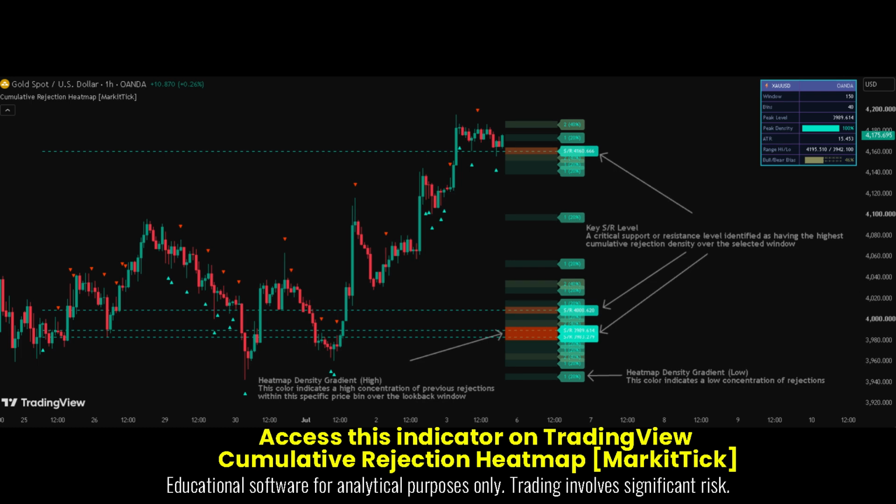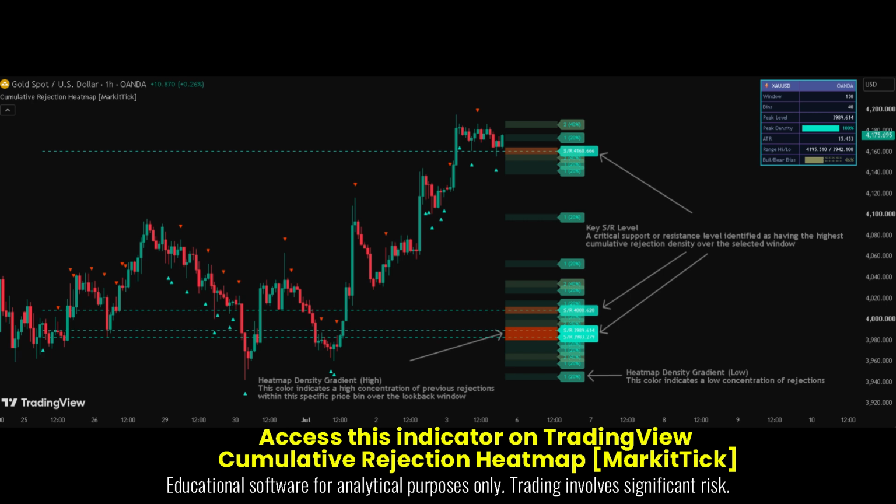This video explores the mechanical application of cumulative rejection heat maps to identify areas of significant liquidity interaction and price sensitivity. Rather than focusing on directional bias, this approach utilizes a bin-based distribution model to visualize where market participants have historically defended or rejected specific price levels over a user-defined window.